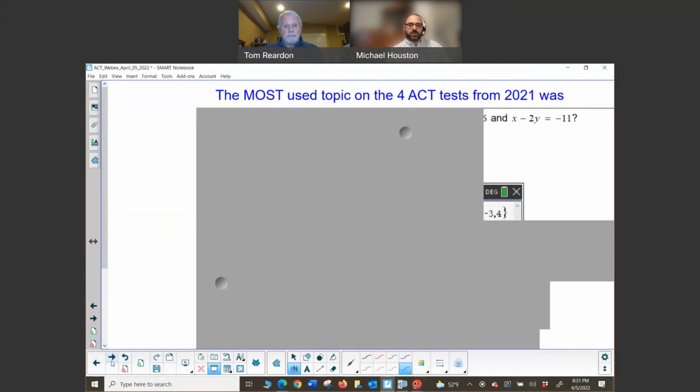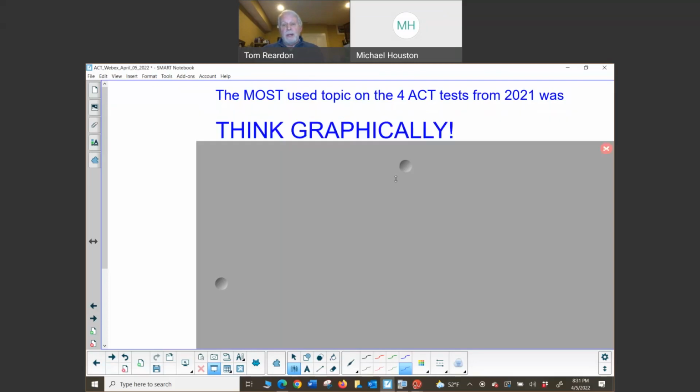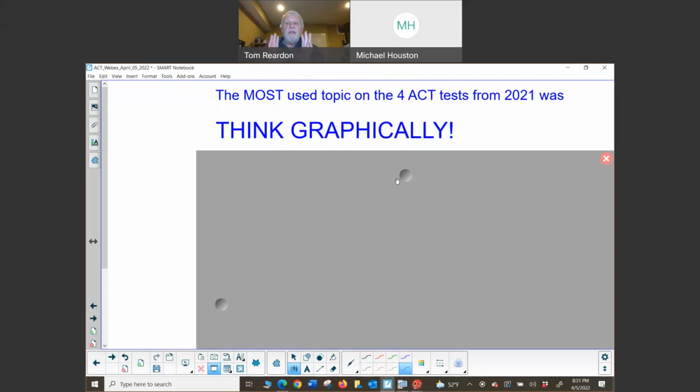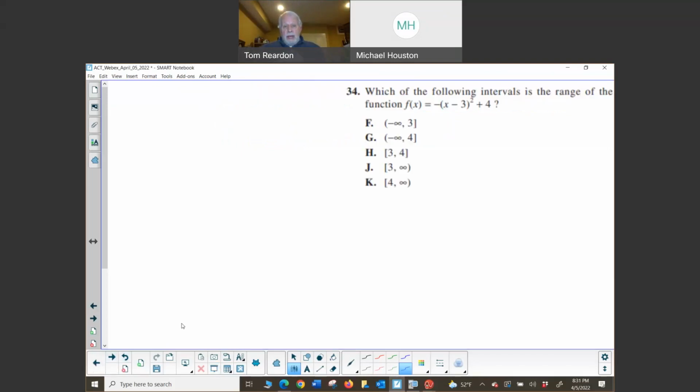All right. So the most used topic on the four ACT tests that I noticed from 2021 was this: if your students can think graphically, they have an advantage. Thinking graphically or thinking by table. I'm going to illustrate that now. So here's problem 34. Read it, take about 15 seconds to think about how you would hope your students would solve it, and I may give you a different way.